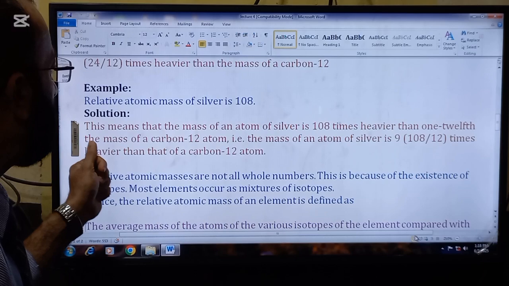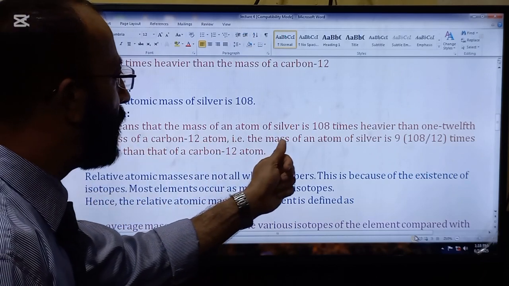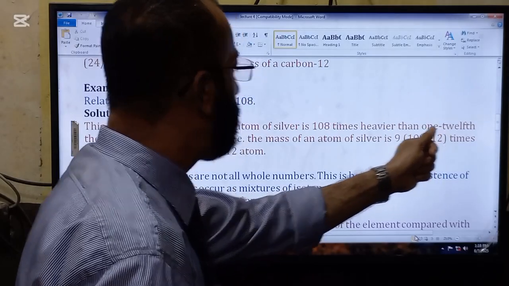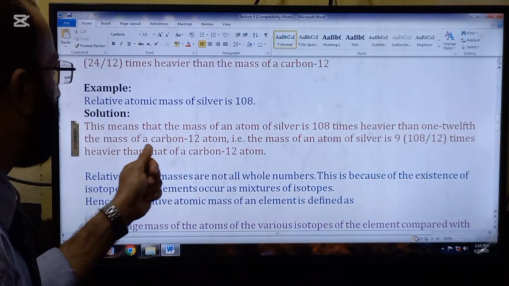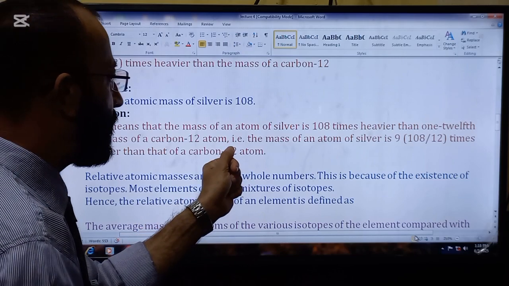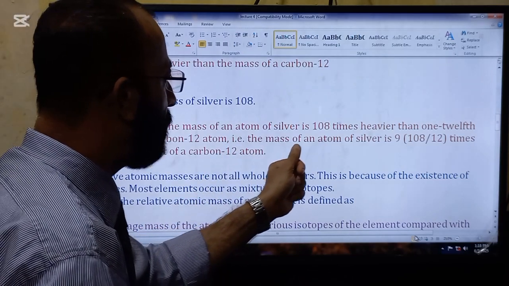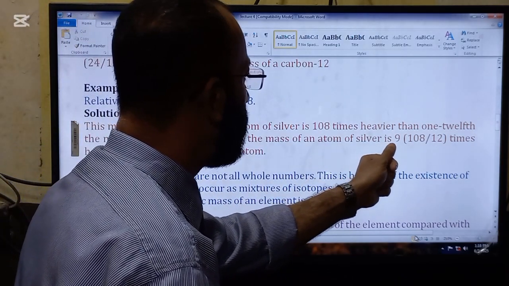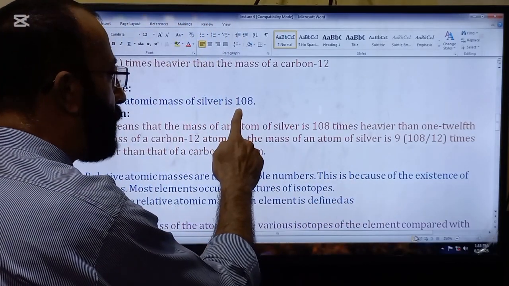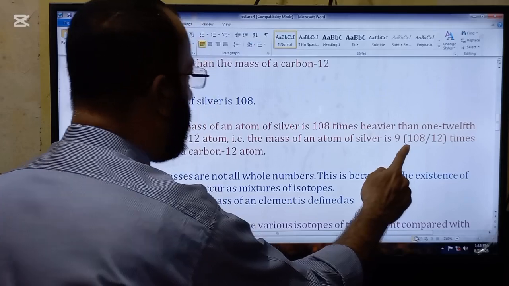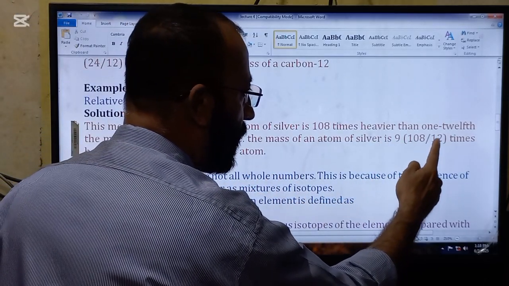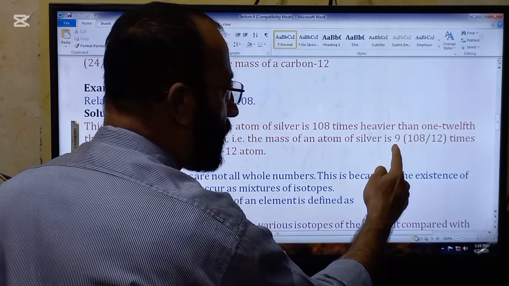Look now. This means that the mass of an atom of silver is 108 times heavier than 1/12 of the mass of the carbon-12 atom. That is, the mass of an atom of the silver is 9, and 9 will be found in a way that this 108 will be placed in numerator and the mass of the carbon-12, that is 12, will be placed in denominator. After cancellation, you will get the answer 9.